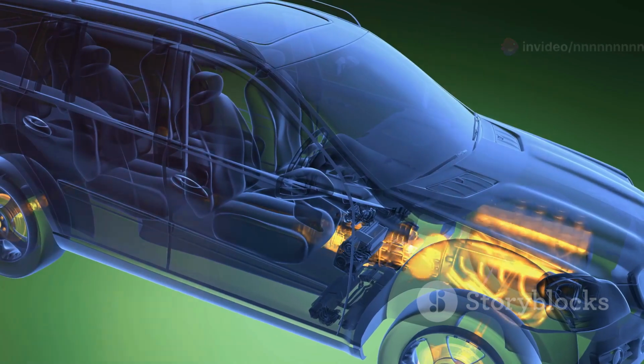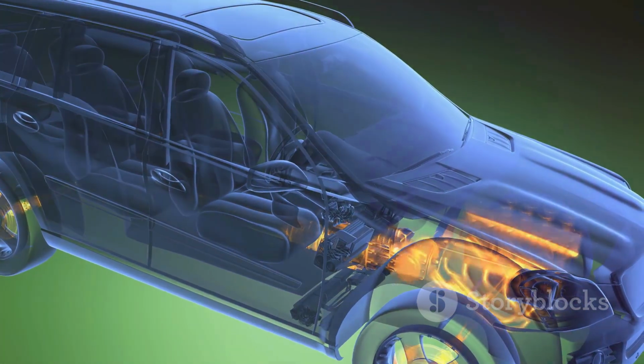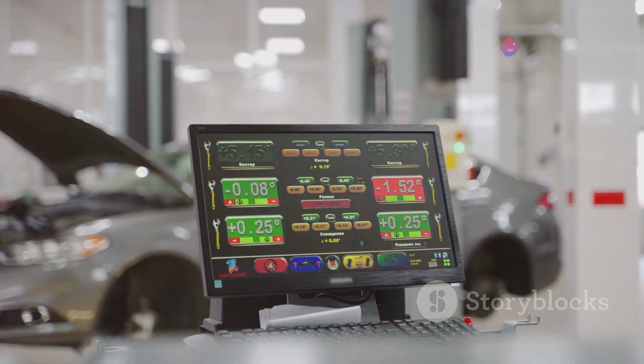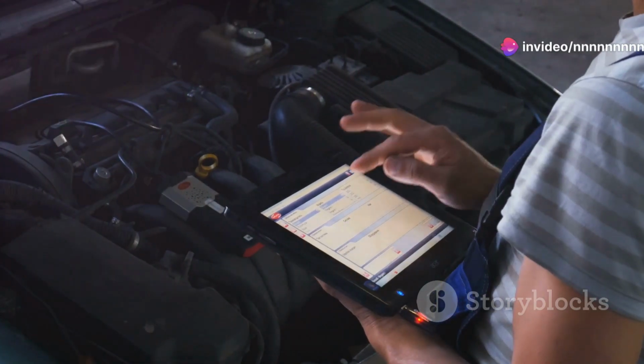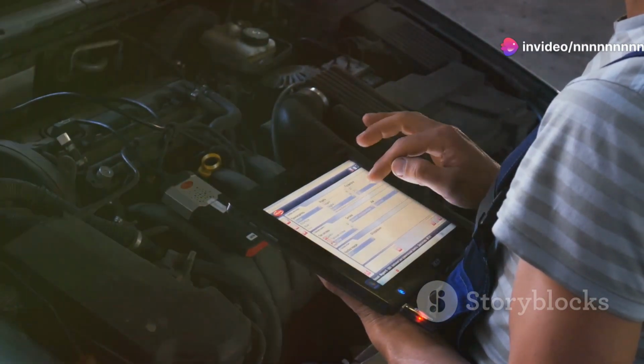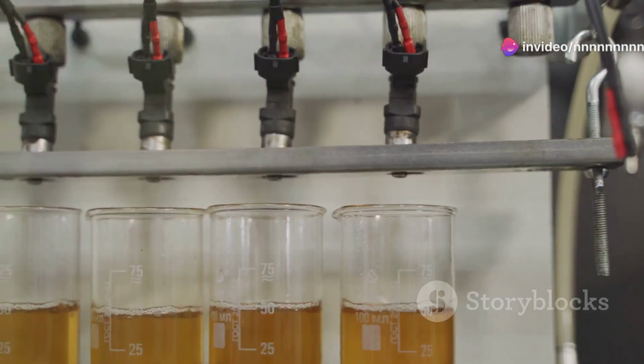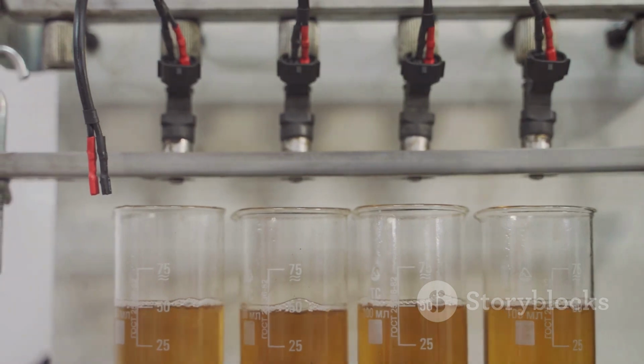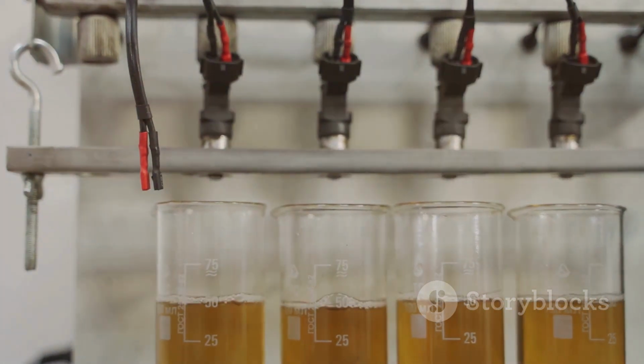The crankshaft's rotational motion is transmitted to the vehicle's wheels through the transmission and drivetrain. The crankshaft's speed and torque are carefully managed by the engine control unit to optimize performance and fuel efficiency. The ECU monitors various engine parameters and adjusts the fuel injection and ignition timing to ensure optimal combustion.